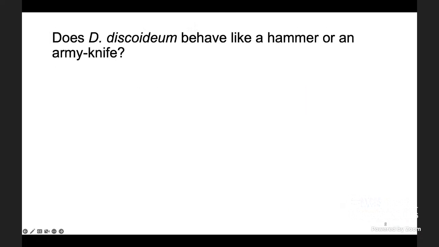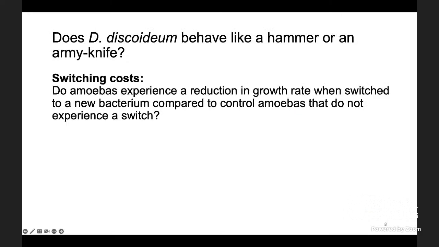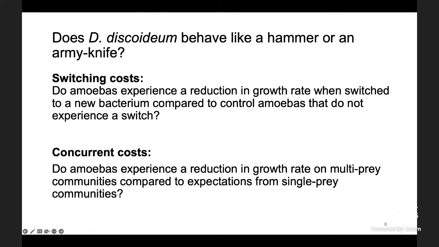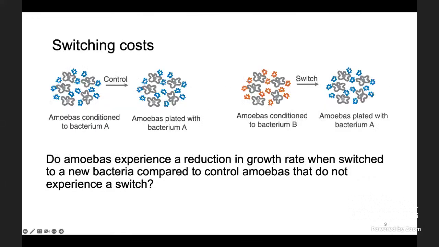So I address this question by performing two simple assays. The first one is called switching cost, where I look at if amoebas experience a reduction in growth rate when they are switched to a new bacterium compared to controls that do not experience a switch. So that's switching costs. Another experiment is called concurrent cost, where I look at if amoebas experience a reduction in growth rate on multi-prey communities compared to expectations from their single prey communities. So let's take a look at switching costs.